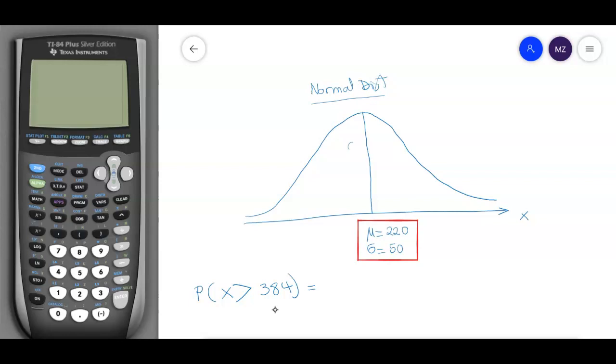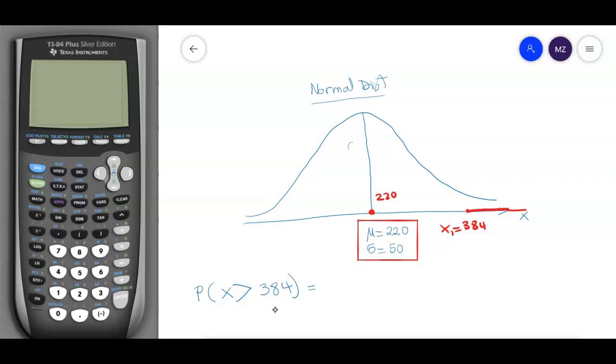Now, if the mean is 220, this is the middle. That's where the 220 is. So what do you think about 384? Where are you going to be? You're obviously going to be on the right-hand side. So this is going to be 384. I'm going to call it x1, just to give it a name. So 384 is right there. If x is greater than 384, it means the x's are going to the right, all the way to the right.